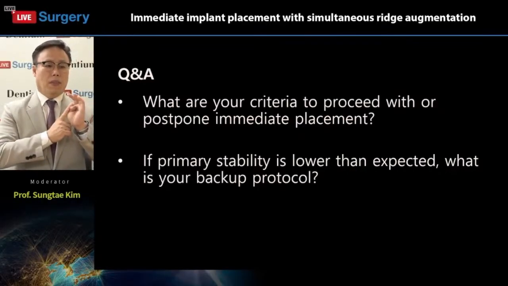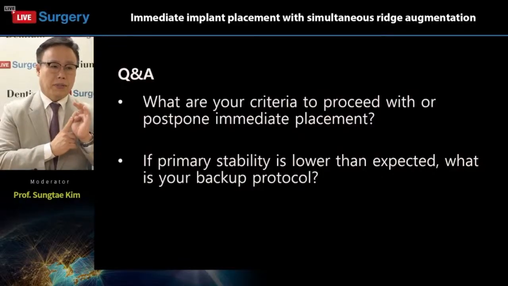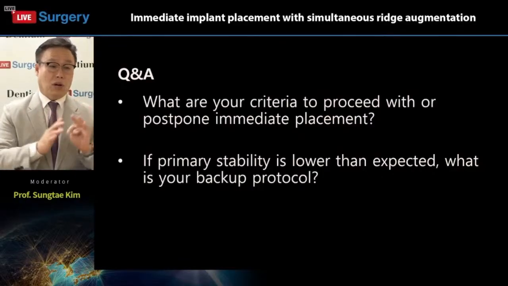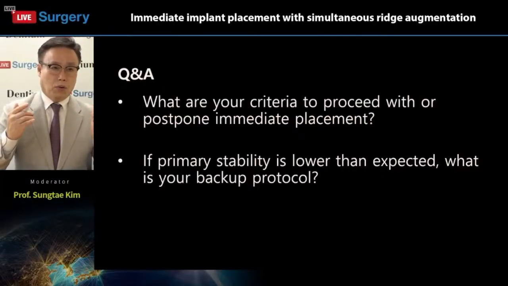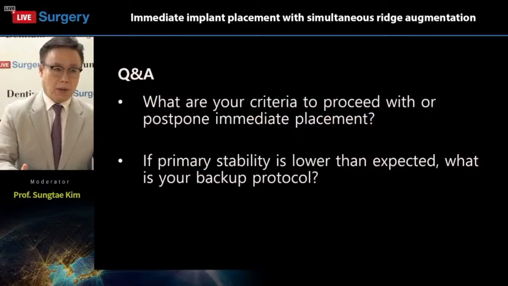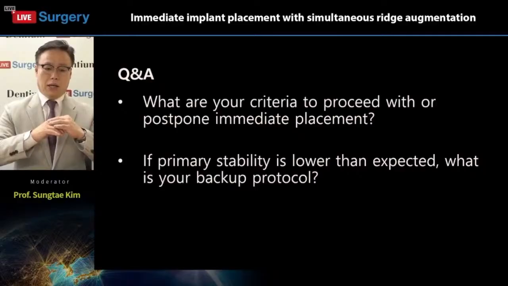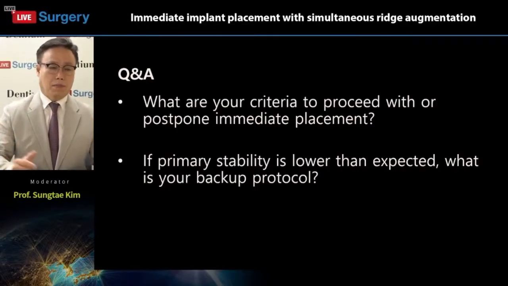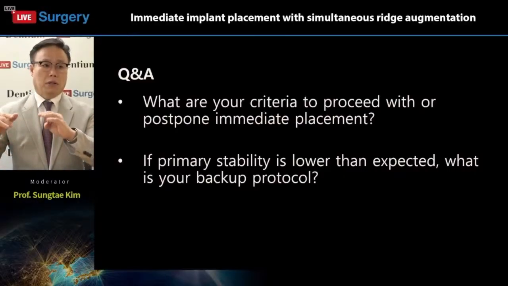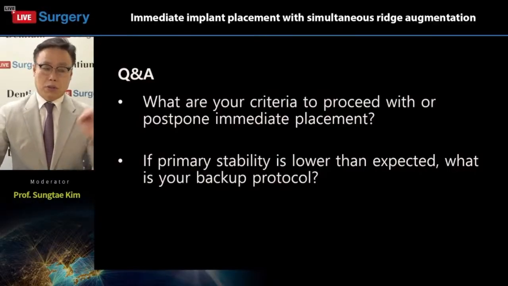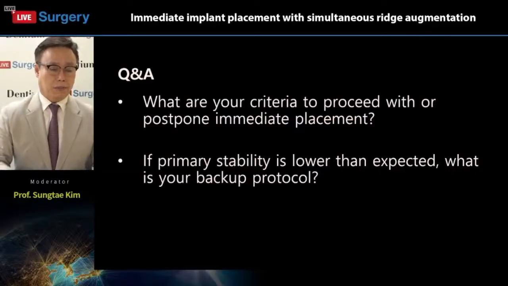The second one is the primary stability, especially in the anterior tooth area. So getting the primary stability is very important. If we cannot get enough primary stability after placing the implant, it will be better to postpone the implant placement later. And also, the third thing is the inflammation.